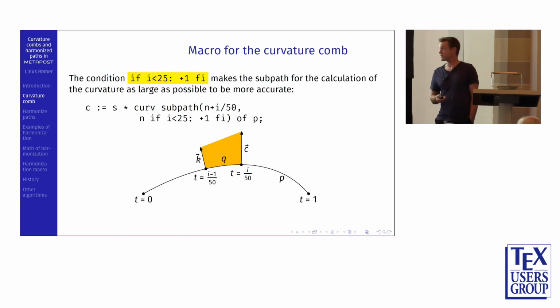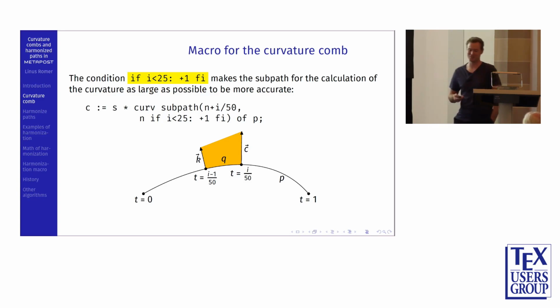The first condition, if I is less than 25, add +1, makes sure that the subpath is at least half of the path. It doesn't seem to be necessary, so if you just delete it, you will not notice very much. But if you zoom in very, very much, you will notice that it's very inaccurate at the ends. So it's important to have this part.